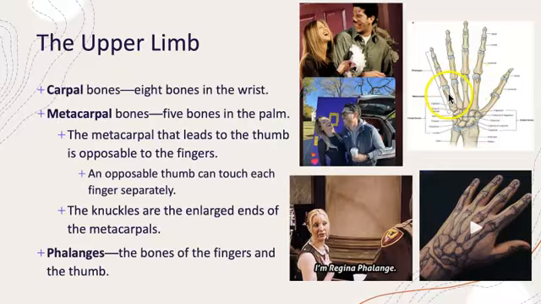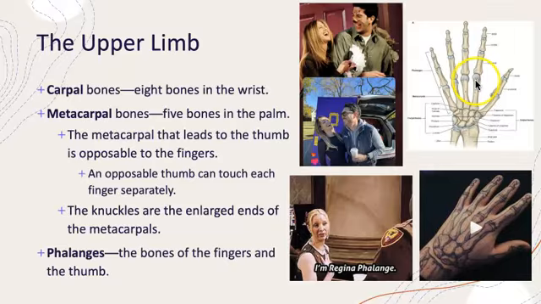Our metacarpals are going to be in the palm, and the metacarpal that leads to the thumb is opposable to the fingers, meaning that we can reach this thumb over and touch each one of the fingers. And I just put this fun clip of the show Friends where Phoebe, for some reason, always uses the fake last name of phalange. That's referring to the phalanges, which make up our fingers here.